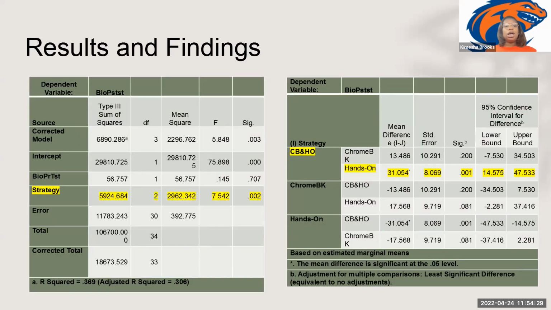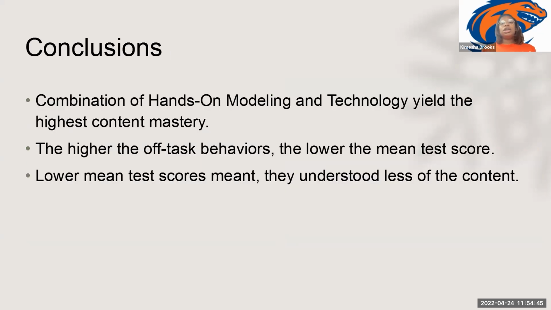Here you can see that the main effect of teaching was significantly higher with the Chromebook and hands-on modeling combined versus Chromebook and hands-on modeling alone. Some conclusions that I came to: even though the literature did say that one was better than the other, I found that the combination of the two did yield the highest content mastery. The off-task behaviors were lower with the mean test score.